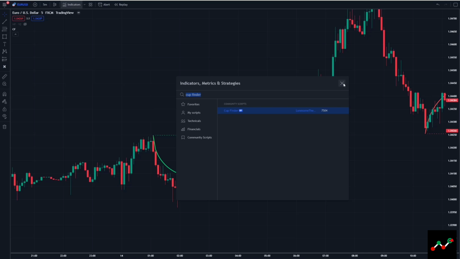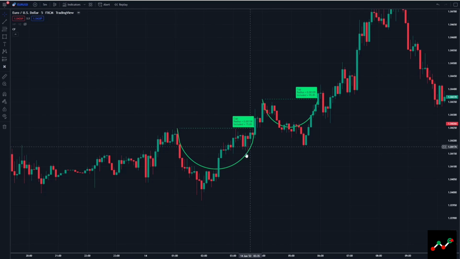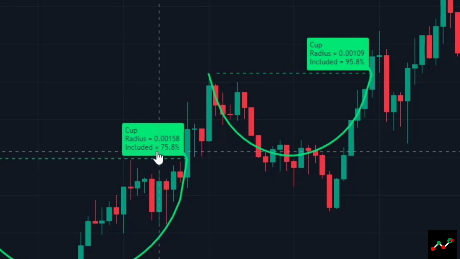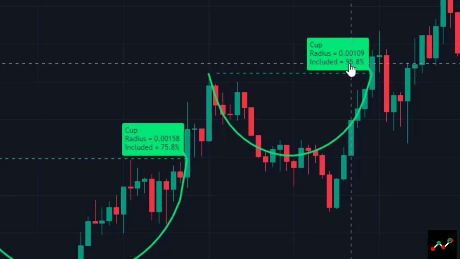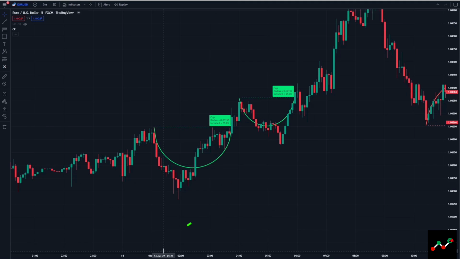So as you can see, the indicator has found two cup pattern models in the chart. And here it shows that the credibility of this pattern is 75% and the credibility of this one is 95%. Whenever the cup patterns are green, there is a high chance that the price movement is going to be ascending. Here, after the formation of the cup patterns, the price graph has totally moved upwards.